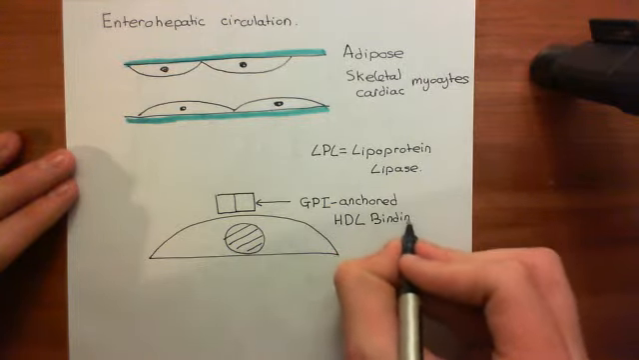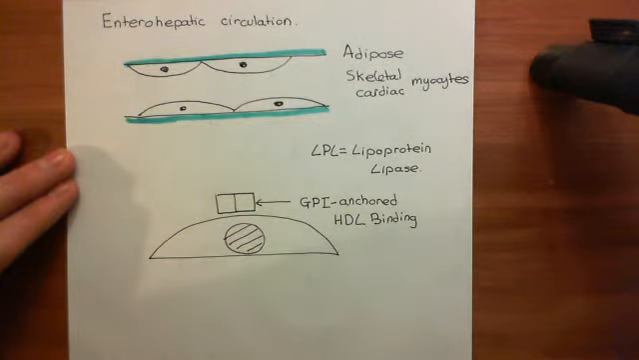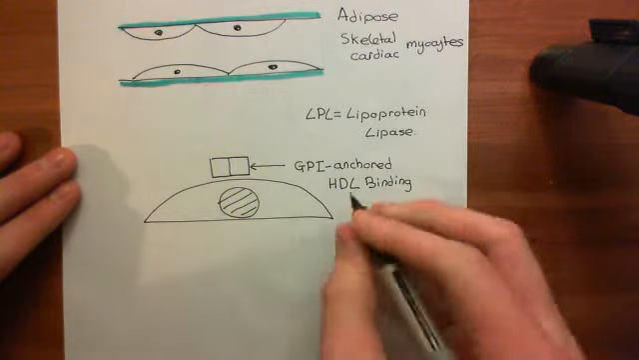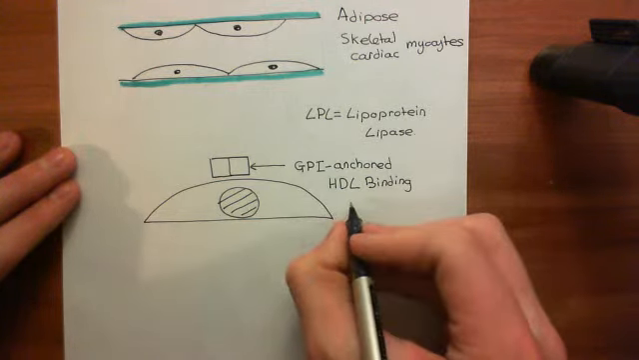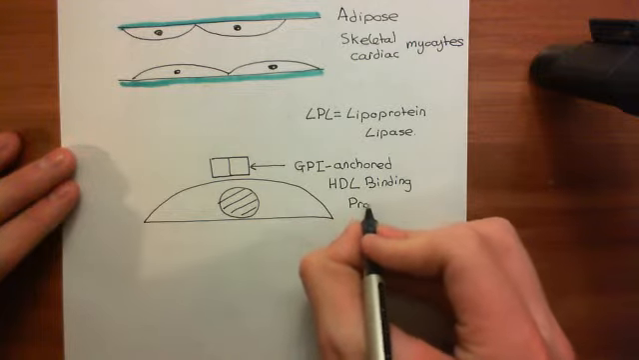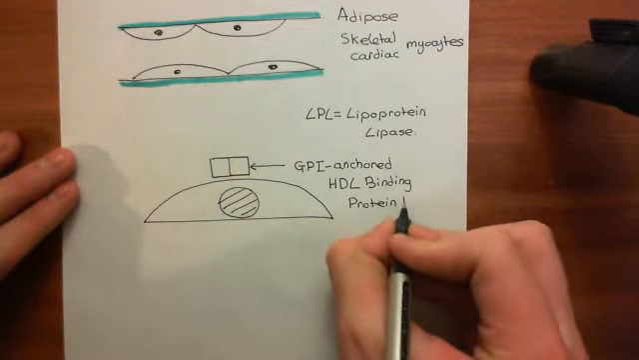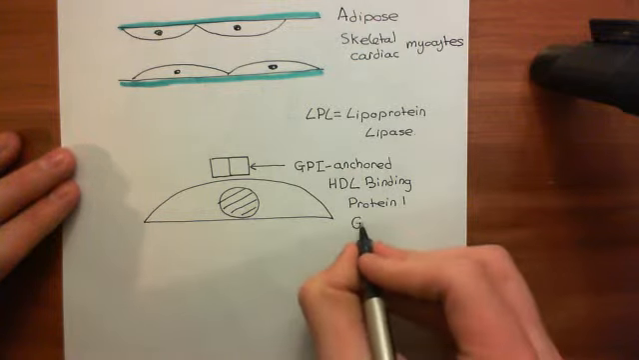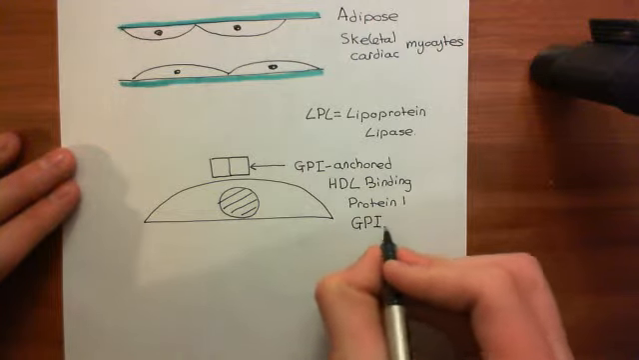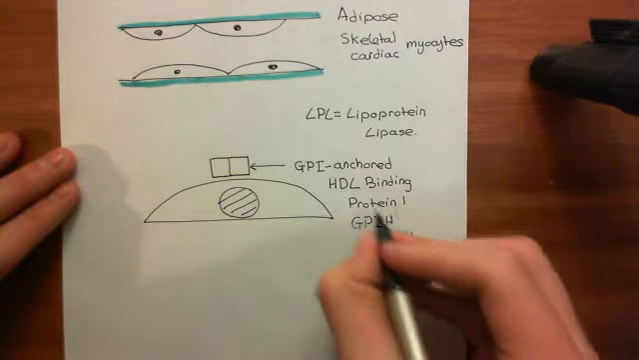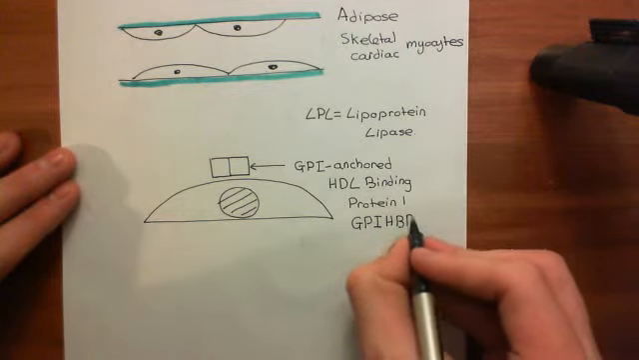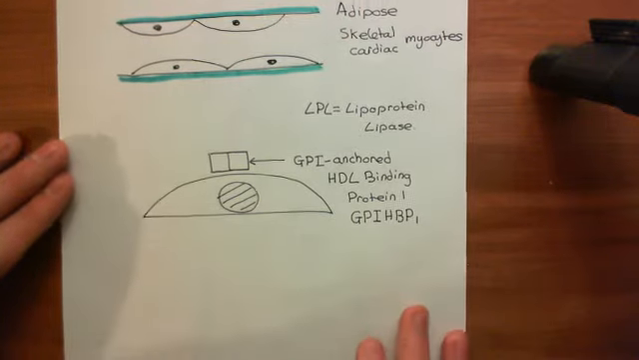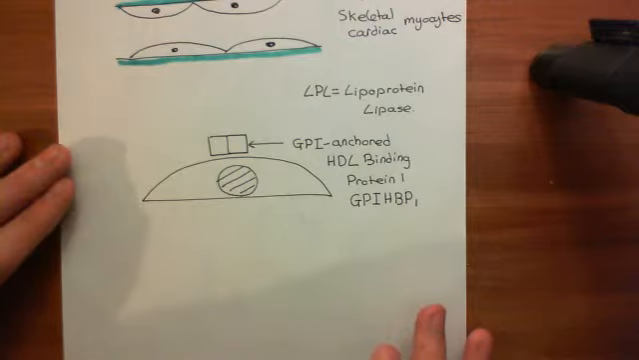So these two proteins that you have on the apical surface of your endothelial cells within adipose and also skeletal and cardiac muscle tissue are called GPI-anchored HDL binding protein 1s. For short, the GPI-anchored HDL binding protein 1 is usually abbreviated to GPI, then H for HDL, and then BP for binding protein, and then 1. So GPI-HBP1 stands for the GPI-anchored HDL binding protein 1.